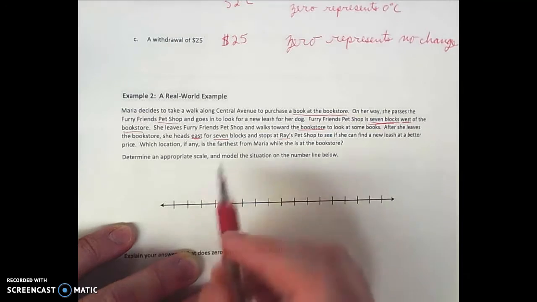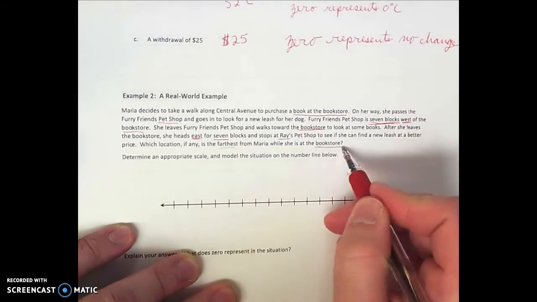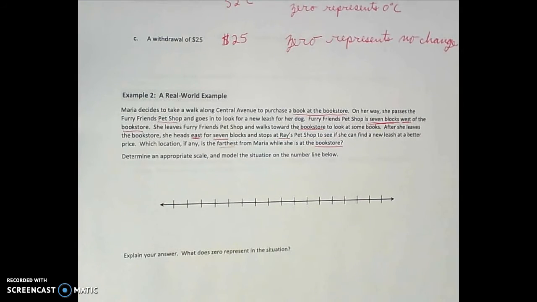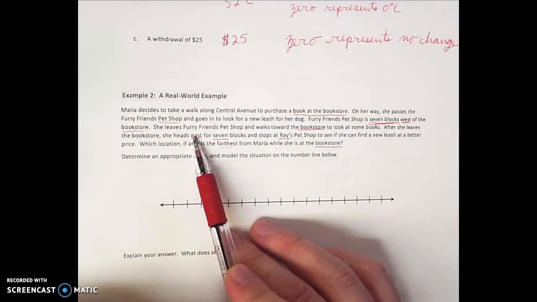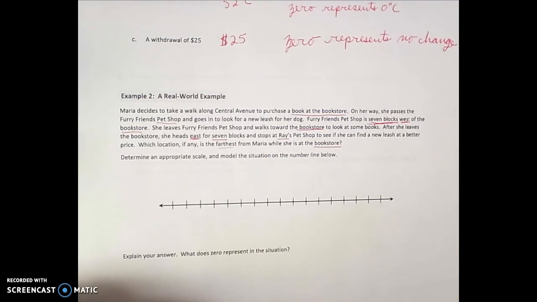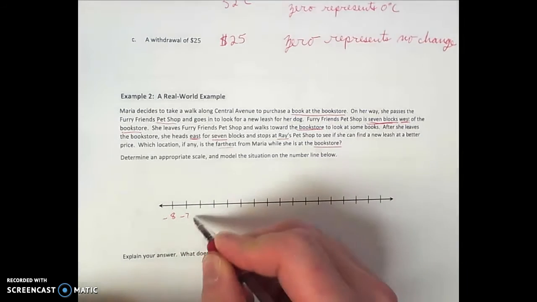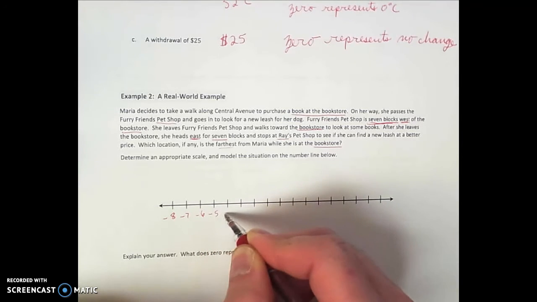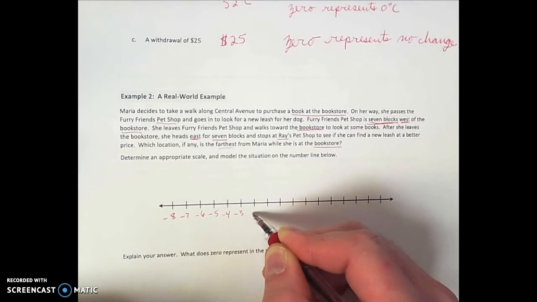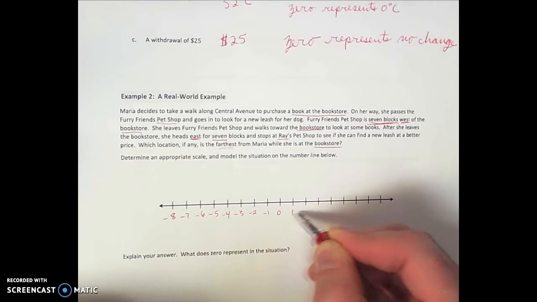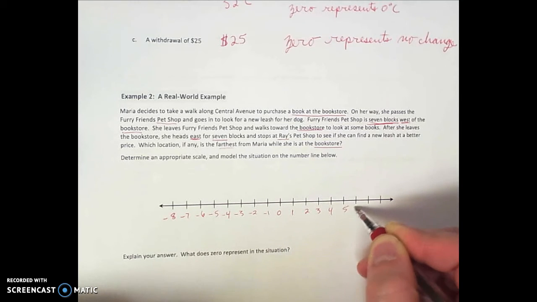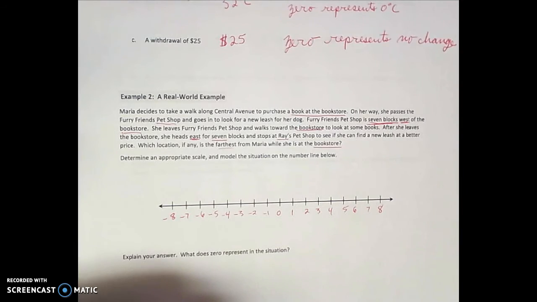Okay, so we need to figure out which location is farthest from Maria while she is at the bookstore. So we think about our situation here and determining a scale. Now I see I have 7 blocks and 7 blocks. So those are fairly small numbers in consideration of the number of tick marks we have on our number line. So what I'm going to do is label our number line starting at -8, just so we're going just a little bit past the numbers that we need. Okay, so we're going from -8 to +8.